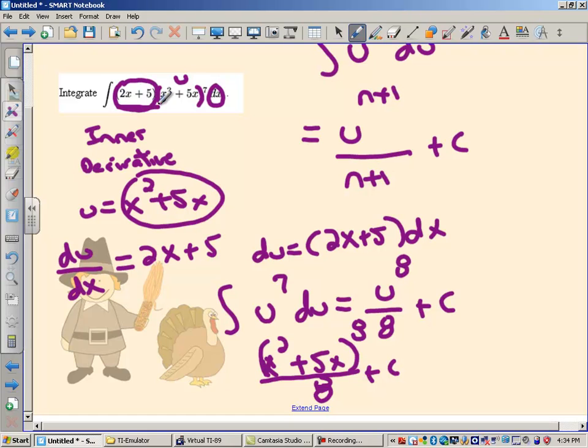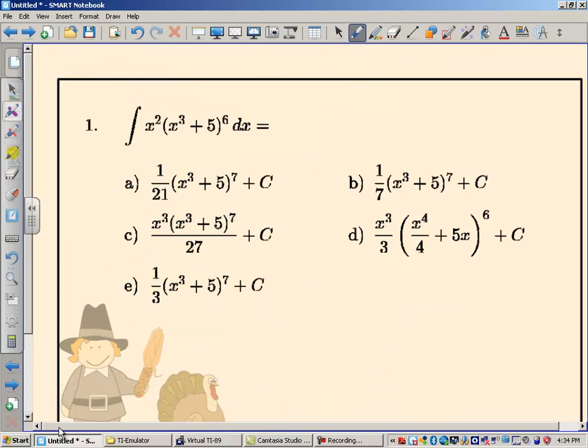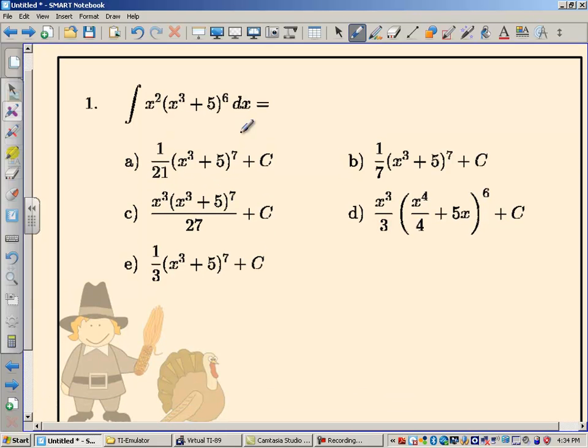Alright, this was an easy one because 2x plus 5 was exactly the inner derivative of this. That is not always the case. Let's take a look at one where that's not the case. Here I've got x cubed plus 5, and I'm going to think about this as my u because it's in parentheses and it's raised to a power. So I'm going to let u equal x cubed plus 5.